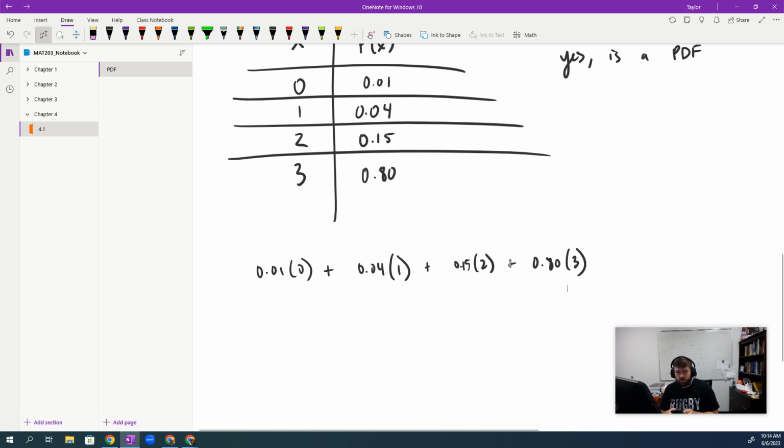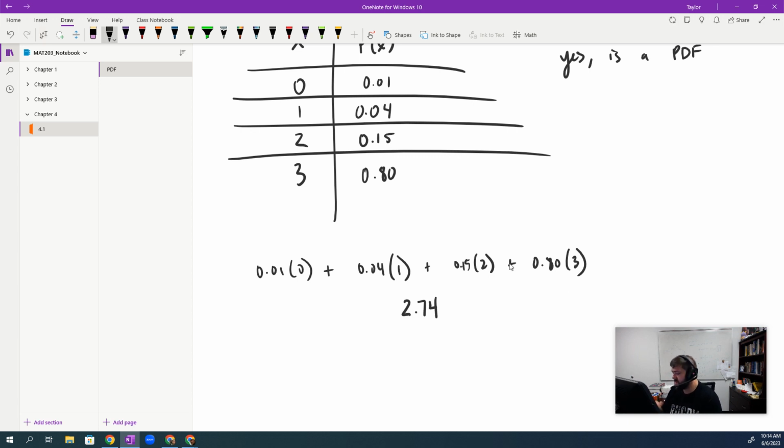This would be a little bit faster if I had typed it on a spreadsheet, but I don't have a spreadsheet pulled up right now, so we're going to do 0.01 times 0, that's going to be 0, right? Plus 0.04 times 1, which is going to be 0.04, plus 0.15 times 2, plus 0.8 times 3. And really, I think you probably could have done this without a calculator, right? Now we get 2.74.